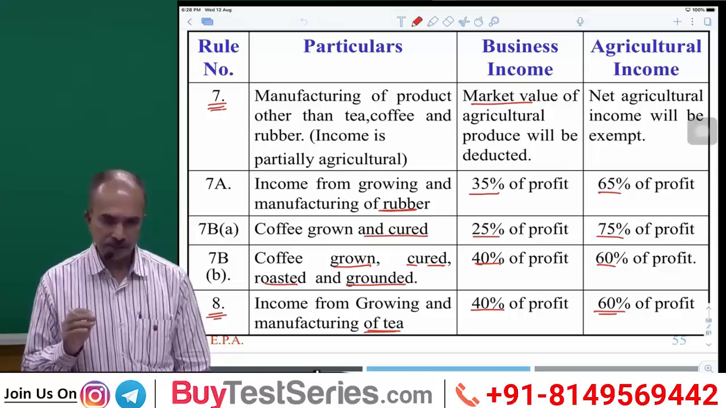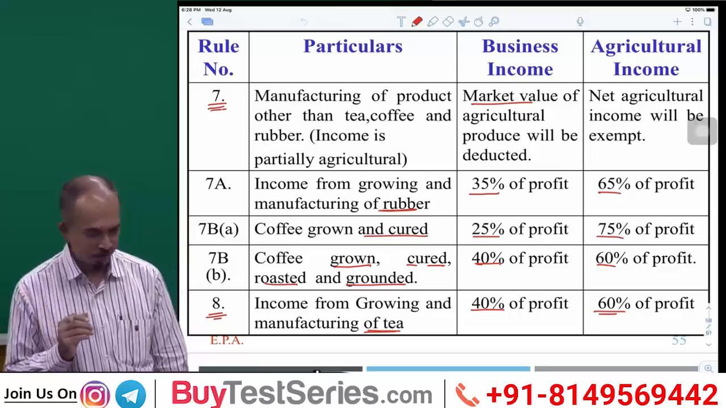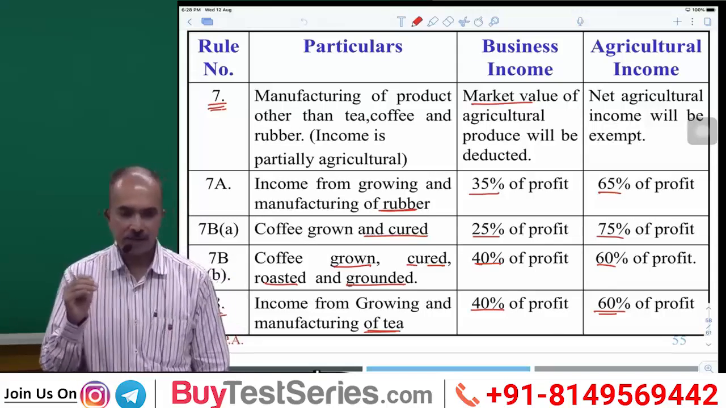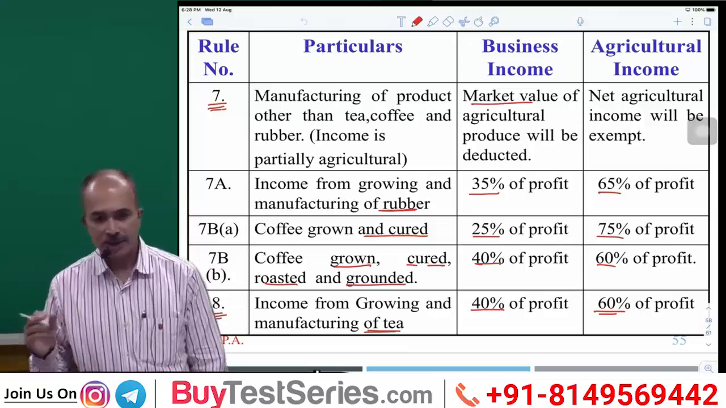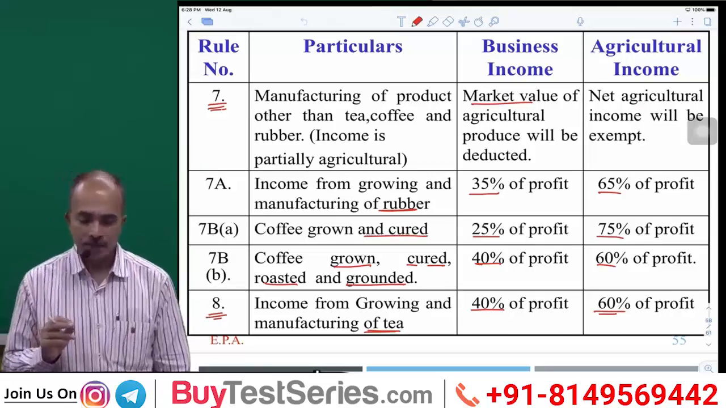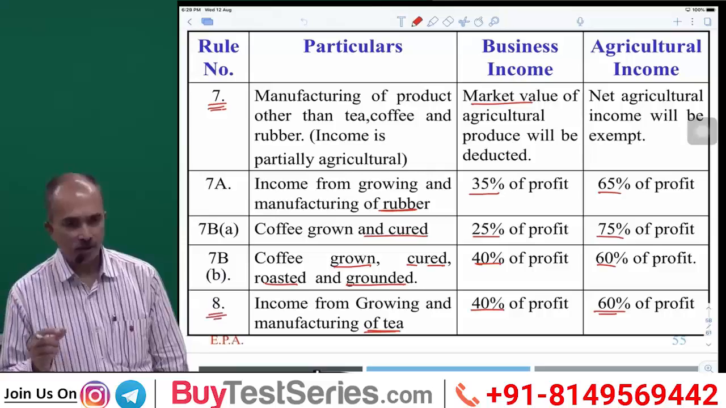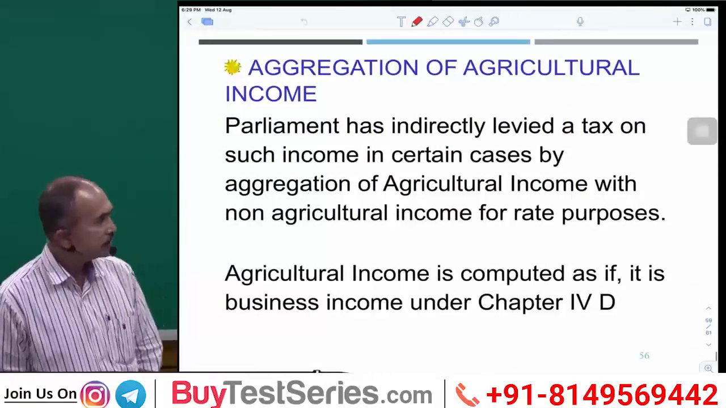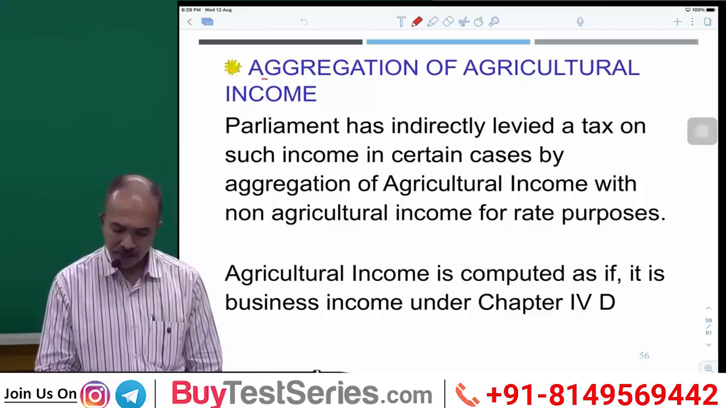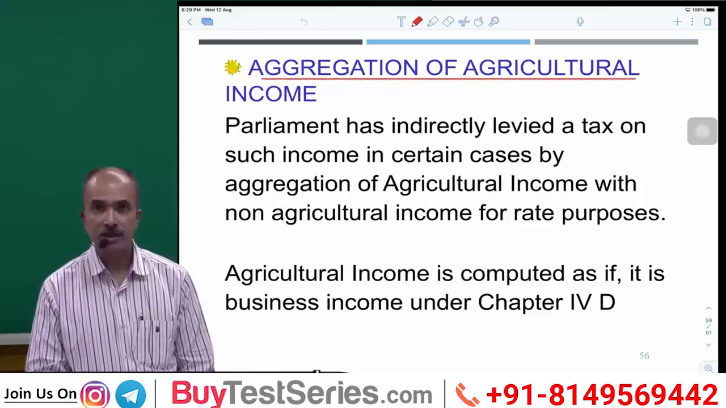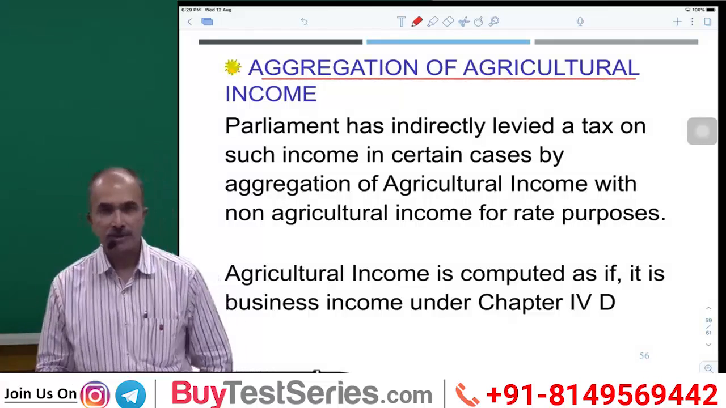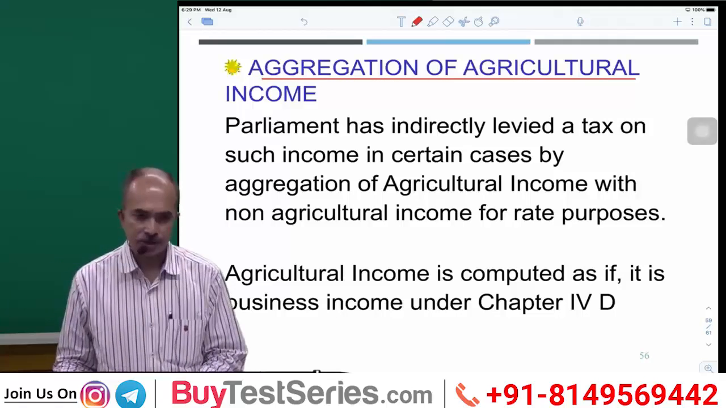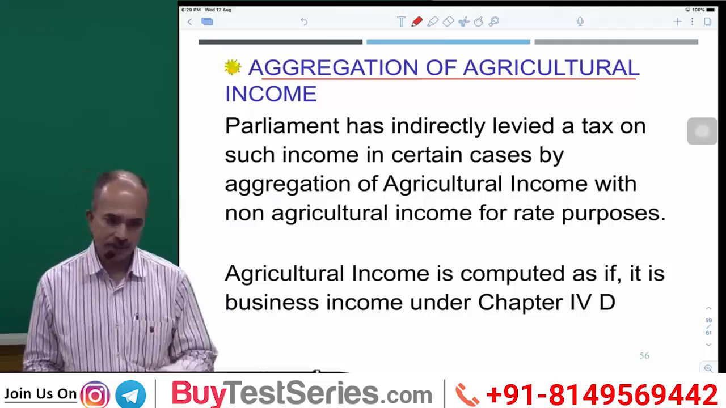Now, though we say agricultural income is exempt from tax, in certain cases, particularly if you are individual or HUF, your agricultural income may result in some higher level of tax. So indirectly through a backdoor mechanism, the income tax is being recovered on some portion of your agricultural income. And this concept in income tax is known as aggregation of agricultural income. So what is this aggregation? When is it done? How is it done?